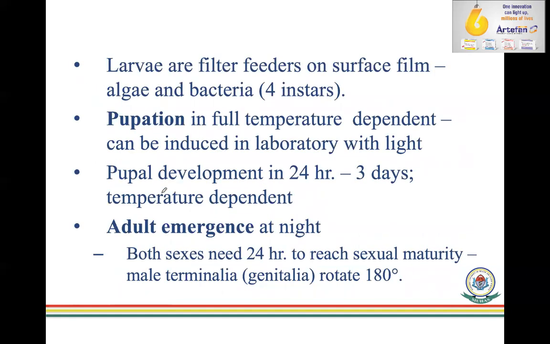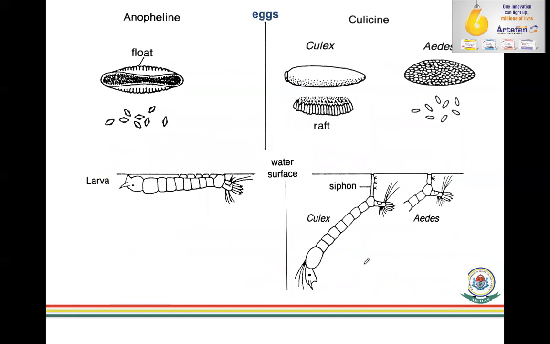The larvae feed on things like algae and bacteria, and these larvae develop across 4 instars, and then they become pupae. The pupae are dependent on temperature, and this is not a feeding stage. They will just wait there and grow, and then they emerge as adults. They need 24 hours to reach sexual maturity, and then they go to mate almost immediately.